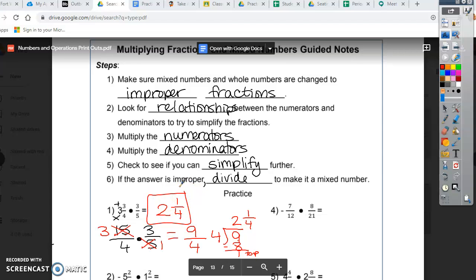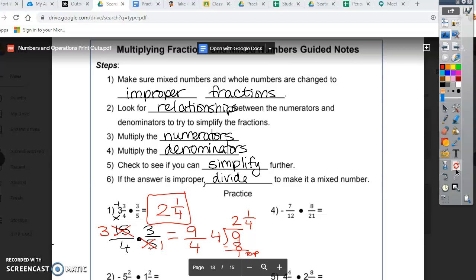Okay? So we make it improper. No finding a common denominator because we do not need the same size pieces when we're multiplying. Remember, multiplying is doing groups of things generally, or taking part of something. Okay? So number 4 is -7/12 times 8 over 21.